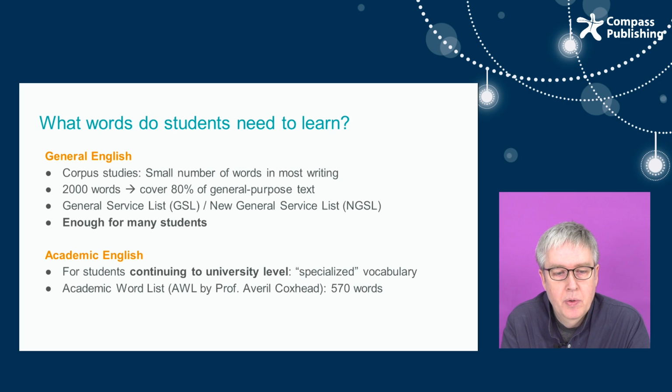So actually, if we look at corpus studies, that means studies of big collections of written text or spoken text, where they've analyzed it according to the word families, we can see that there's a relatively small number of words that are used in most writing. Paul Nation, who's somebody that I've read a lot about and I'm a big fan of, says that about 2,000 words cover 80% of general purpose text. So if your student knows about 2,000 words, they can understand 80% of most texts.